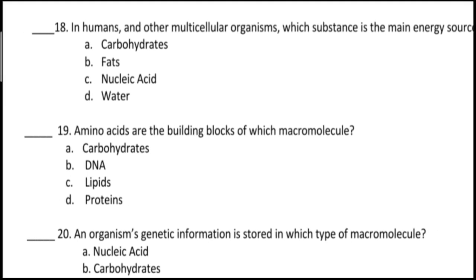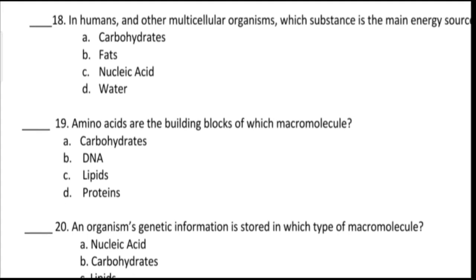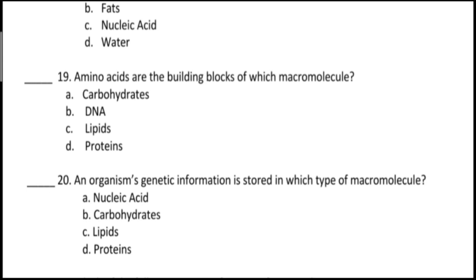The main energy source of humans and other multicellular organisms is carbohydrates. They are a source of energy, or the glucose, which is usually converted by the mitochondria in the cells in the process of cellular respiration to produce the energy called ATP, or adenosine triphosphate. So it's carbohydrates. Next one, amino acids are the building blocks of which macromolecule? Amino acids are building blocks of proteins, so that's letter D. Building blocks of carbohydrates are monosaccharides or simple sugars, which are composed of galactose, fructose, and glucose.